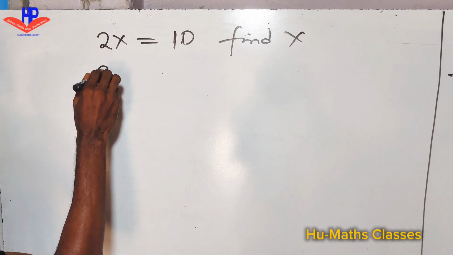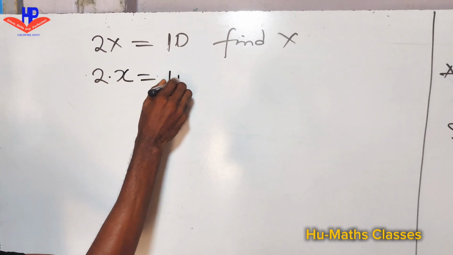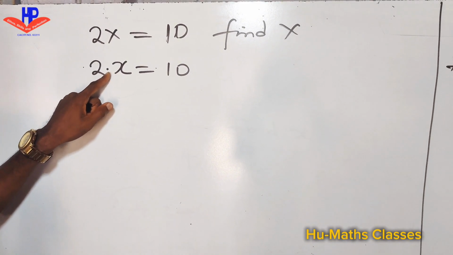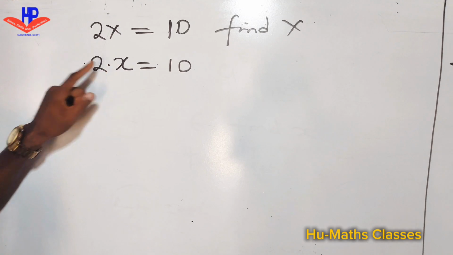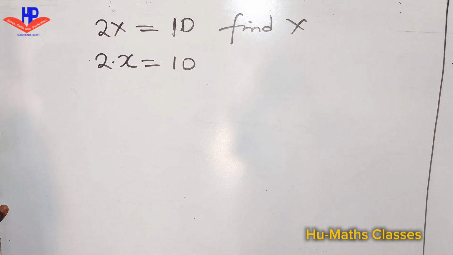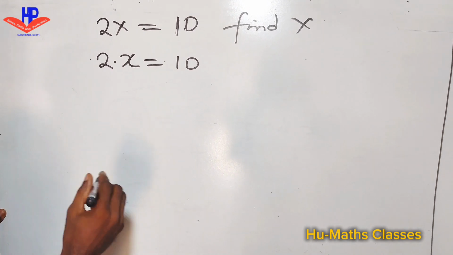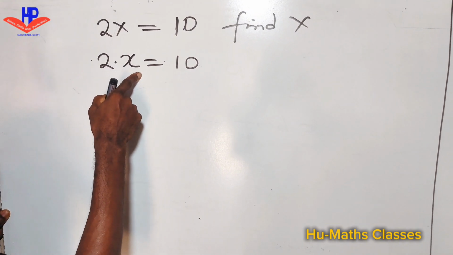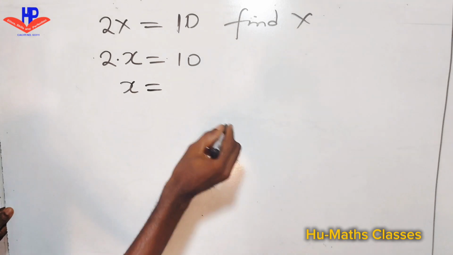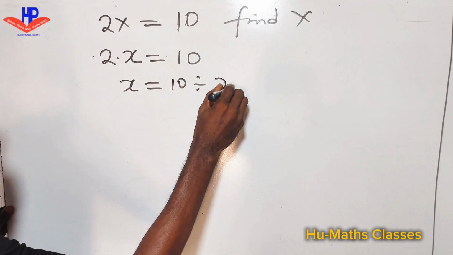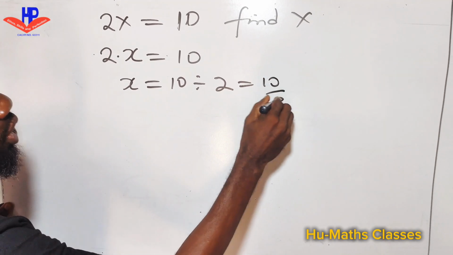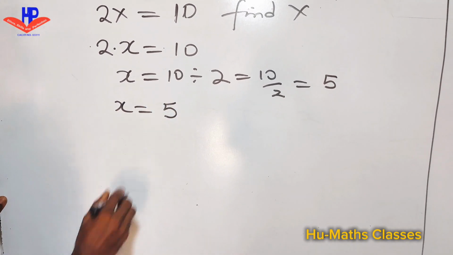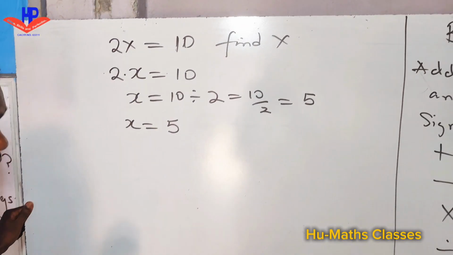2x simply means 2 times x is equal to 10. I'm using dot as my times right now because the times sign is almost like x, so I'm using dot so I don't get confused. 2 dot x means 2 times x is equal to 10. We want to find x. Now because 2 is attached to x by times, it will become division at the other side, which is 10 divided by 2. That is 10 over 2, and that will give us 5. So our value for x is equal to 5.